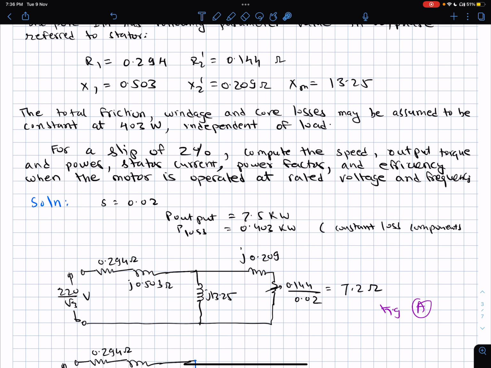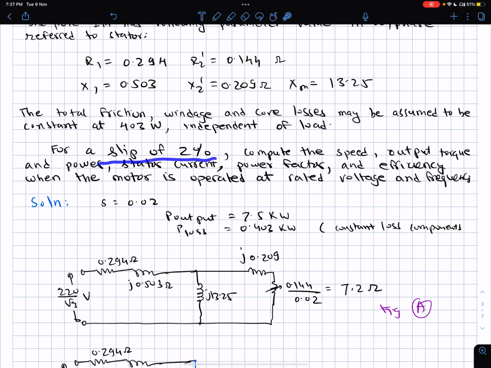The total friction, windage and core losses may be assumed to be constant at 403 watts. This is because the core losses mainly depend upon the applied voltage. Windage losses mainly depend upon the speed, but induction motors practically run close to synchronous speed. So therefore this is also constant, and friction is also taken as constant. So a constant of 403 watts independent of the load. This is of course an approximation.